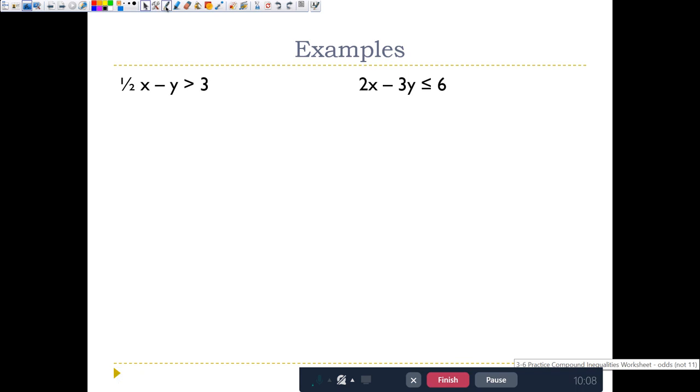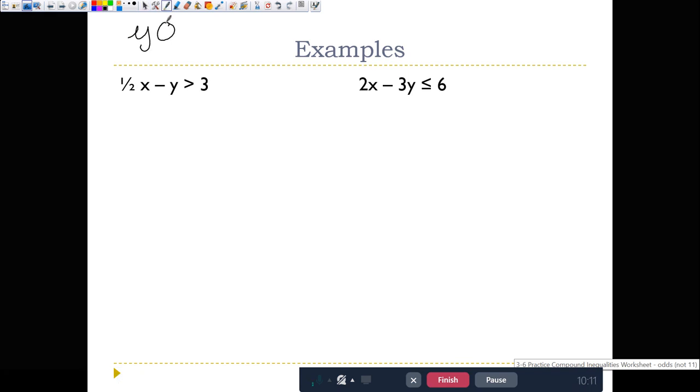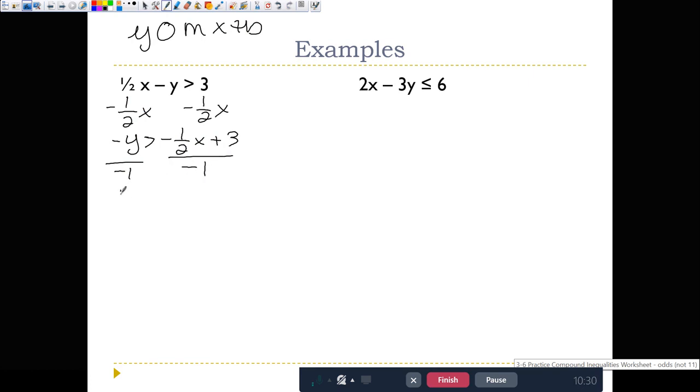Okay, is this in my form y, inequality sign, mx plus b? No, so I need to get it in that form. So I'm going to subtract 1/2 x from both sides. So I'm going to have negative y is greater than negative 1/2 x plus 3. I need to divide by -1. When you divide by a negative number, what happens to your inequality sign? It flipped. So it's going to become a less than. This is 1/2, positive now, two negatives, and then this is -3. So now my m is 1/2, and my b is -3.